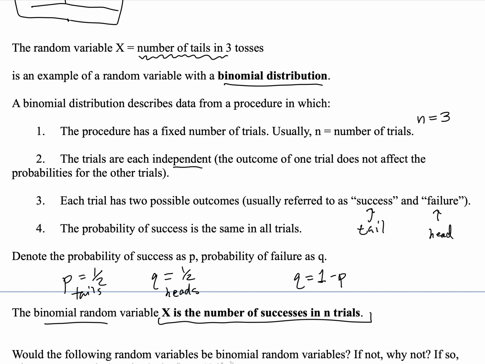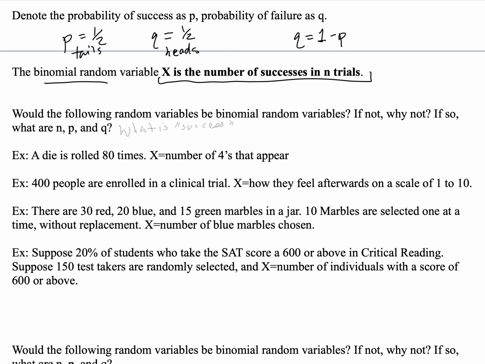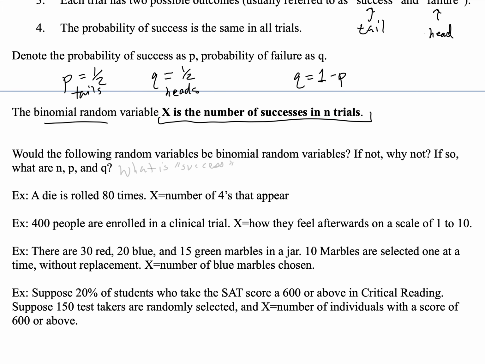So here's a few examples to think about. Are the following binomial random variables? If not, explain why not. If they are, what are n, p, and q? And also, what is success in that trial? So for each of the following, answer those questions.